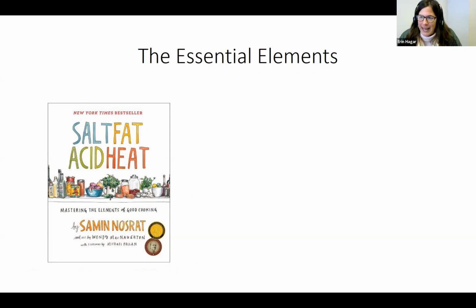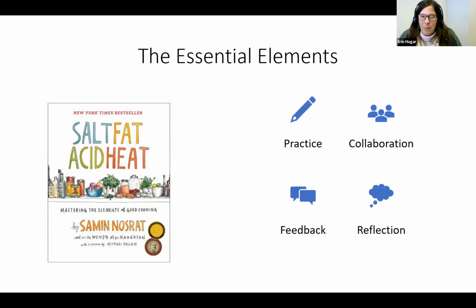So just like salt, fat, acid, heat, one way we might think about the essential elements of engagement are these ideas of practice, collaboration, feedback, and reflection, right? And if you have those four elements incorporated in some way during an educational cycle, you can be reasonably assured that your students are going to be engaged with that process.